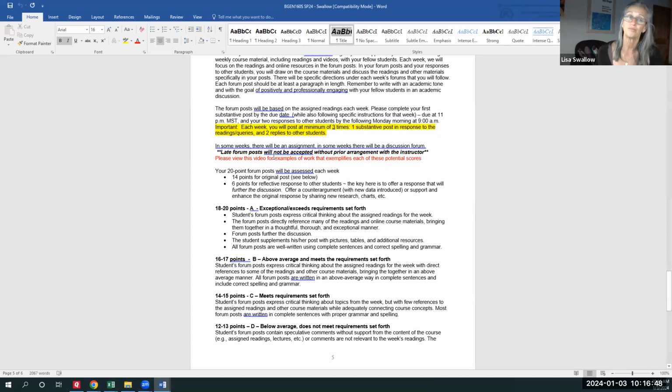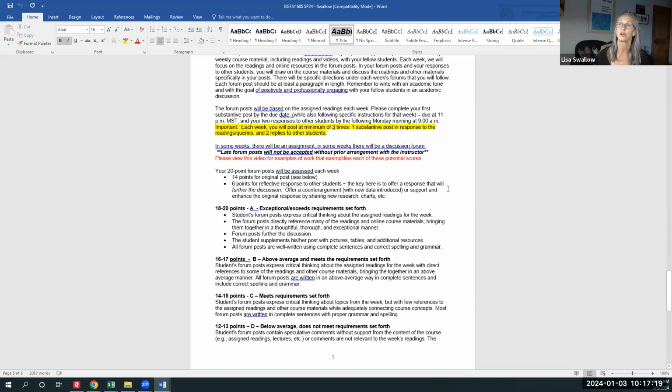Also, please be careful that you have edited your work, that it is grammatically correct, and that if you're bringing in outside data and charts, you cite them or obviously refer to them, as this is not your original thought process. So the way the 20 points lines out is 14 points for the original post and 6 points for your reflective response to other students.